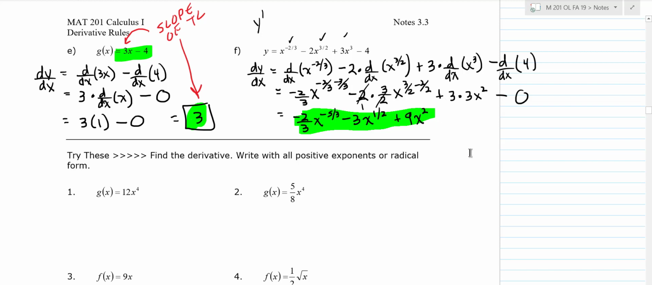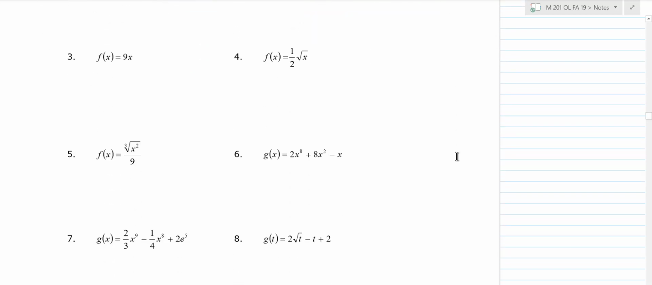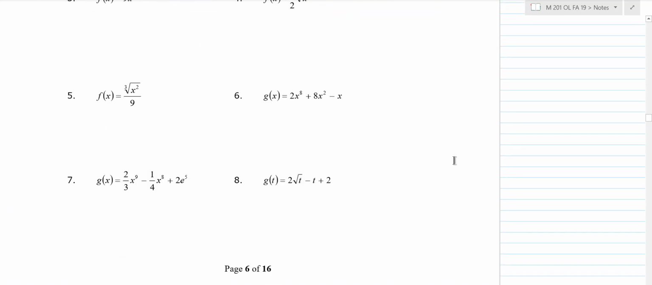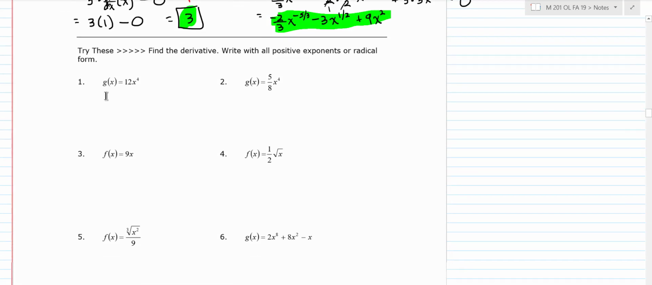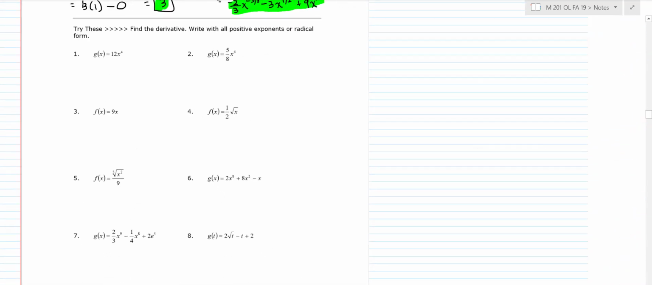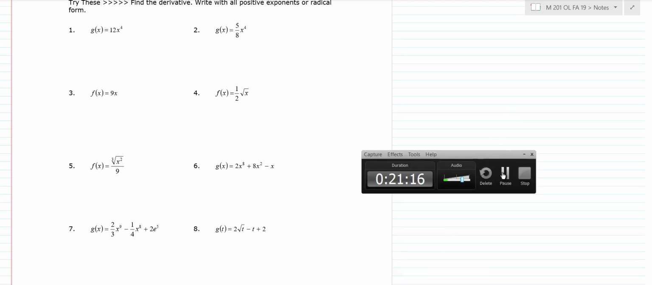So the next thing I'm going to have you do is pause the video. We're going to run through these 8 problems at the bottom of the page. Please do these. Don't just copy what I do. Just try to do these yourself. You'll learn a little bit better that way. See if you're responding to my teaching.